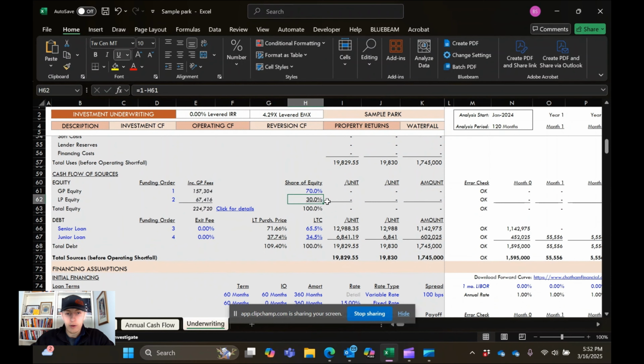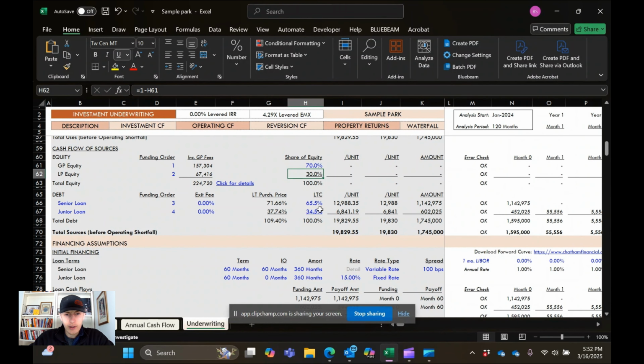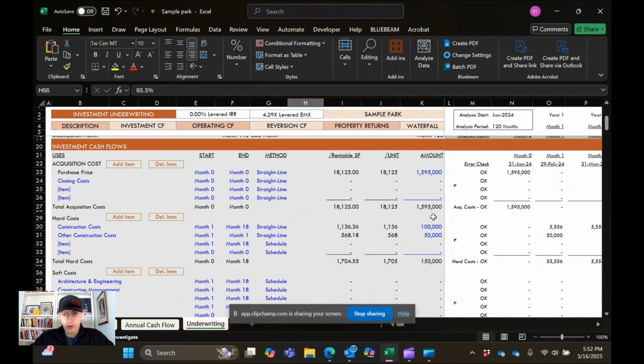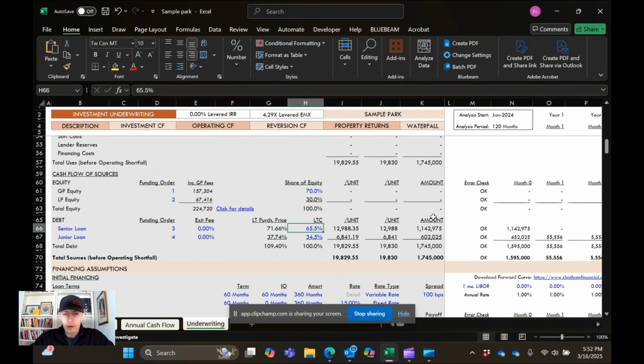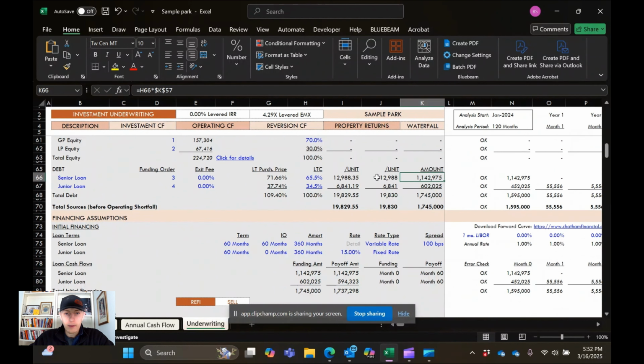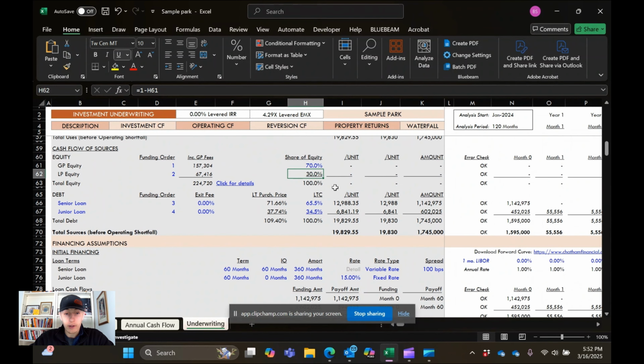70/30 split. Make things easy. Let's just say that they're going to do seller carry. They're going to seller carry 1.1 million. So we're putting 300 down, 400 down. And then we'd have to raise 602,000. So that loan to cost 65.35, similar to the equity 70/30.